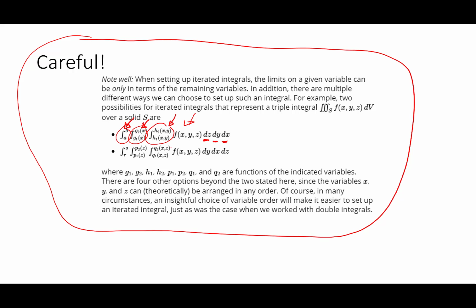It's the same idea. If we were integrating with respect to y first, then the first integral can only have bounds in terms of x and z, or constants. At the biggest, it can only have the variables x and z. Then the next integral, since we're integrating with respect to x, can only involve z. And finally, the last integral has to be constants. So just keep that in mind.